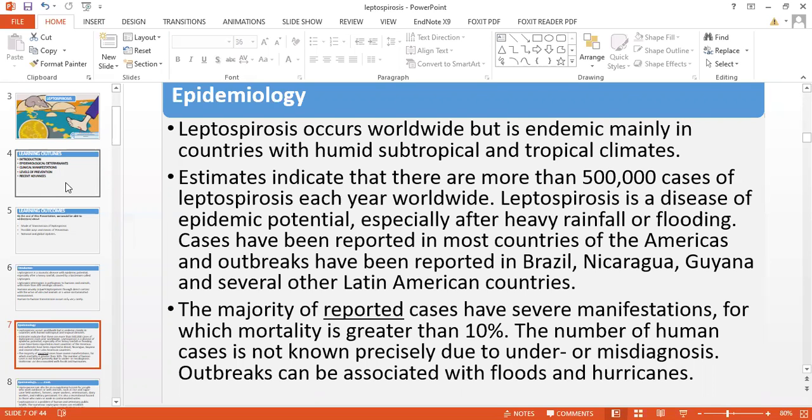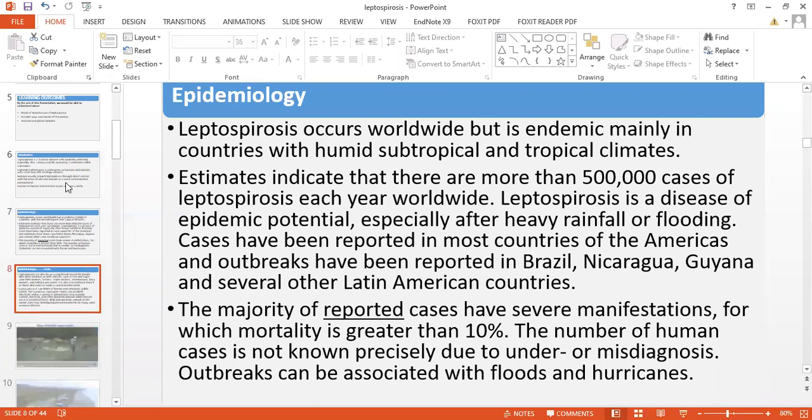I have underlined the reported cases because most of the cases go undiagnosed. The number of human cases is not known precisely due to being undiagnosed, underdiagnosed, or misdiagnosed. And as I said, it's associated with floods and hurricanes.